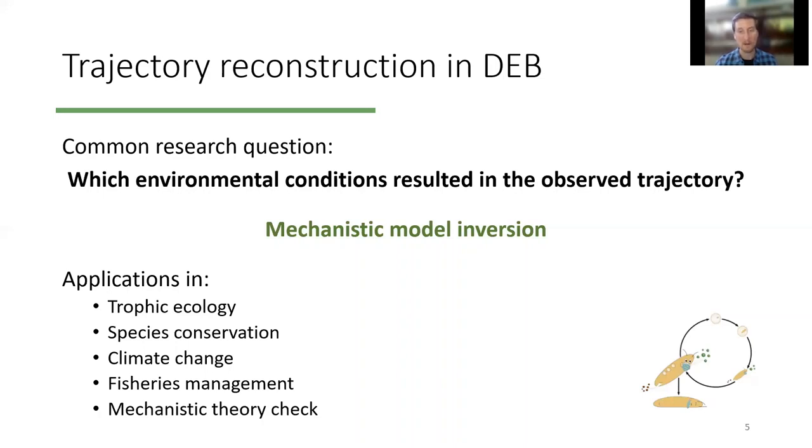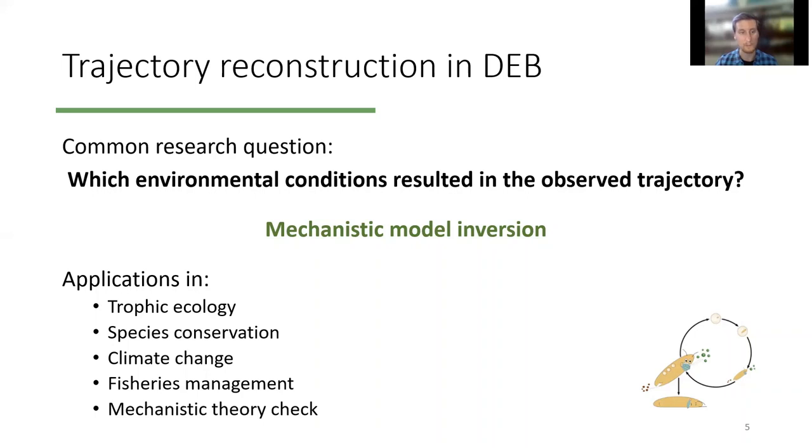And in the case of DEB modeling, because we make use of a mechanistic model, it often means that we will invert the model and sometimes rewrite equations so that we can isolate a term which was a variable or a parameter in this equation, to then estimate and reconstruct this variable or this quantity using information that we observed. The applications for such studies are very diverse.